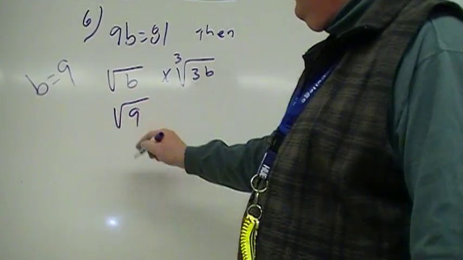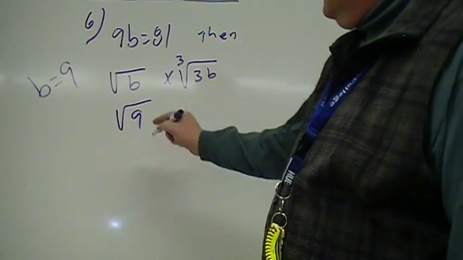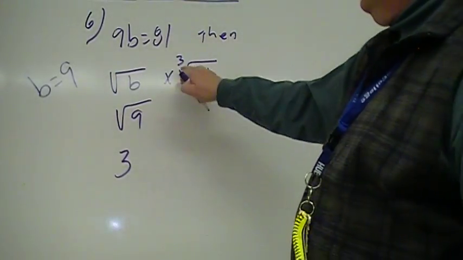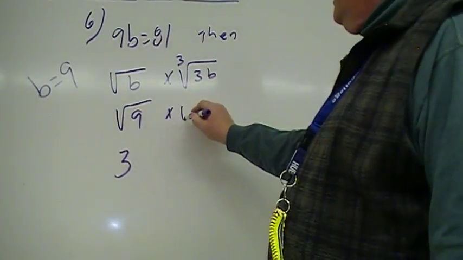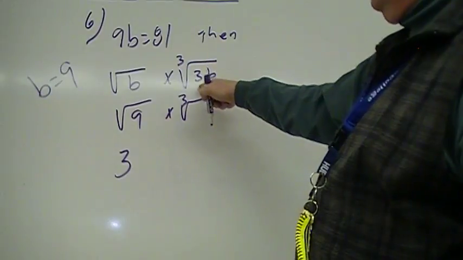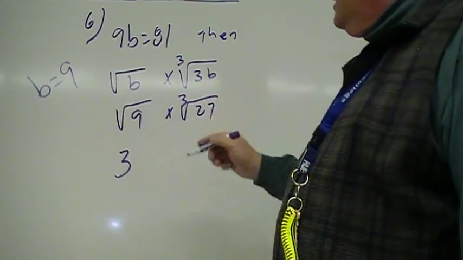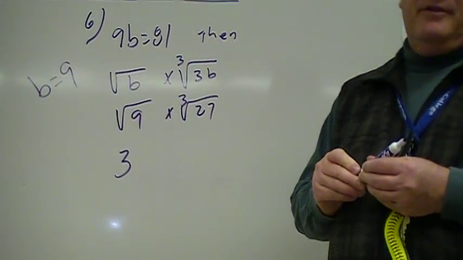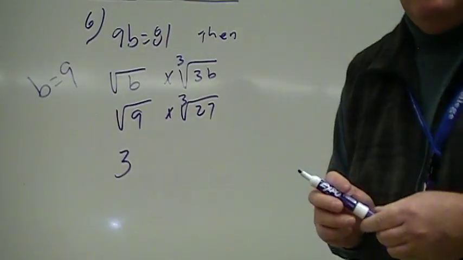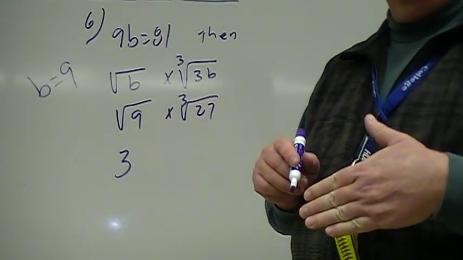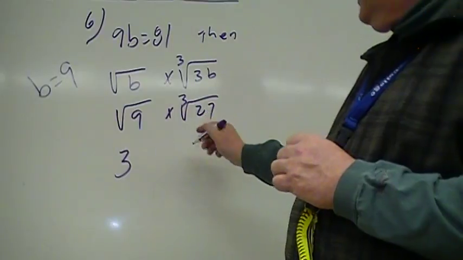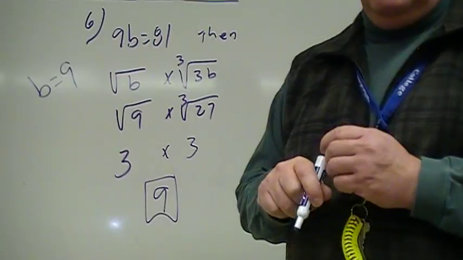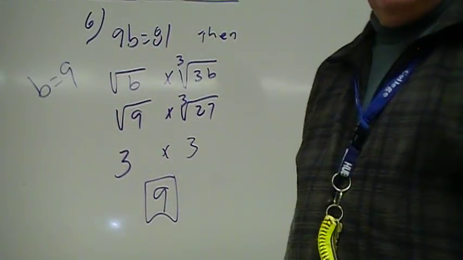So we do the square root of 9, substitute that in. What's the square root of 9? 3. So we've done that part. Times the cube root of 3b. So times the cube root of 3 times 9, 27. Folks, I don't know if you know, on your math graphing calculator, on the left-hand column, there's a math button. So press the math button. It'll say cube root of 27. Plug that in. You'll get 3. 3 times 3 is 9. Maybe you got lucky. I don't know. But the answer is 9 for that one.